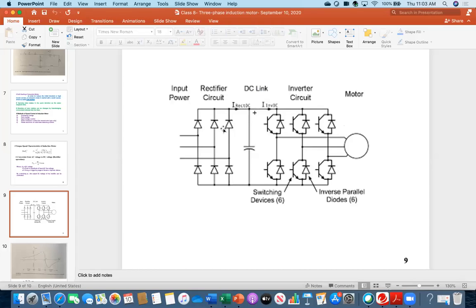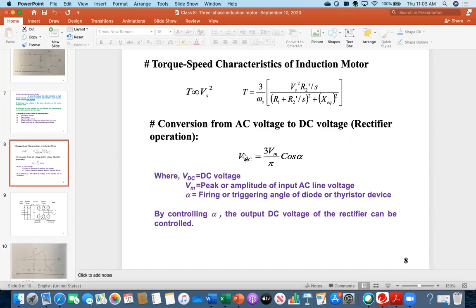So this is the rectifier. This is not controlling anything. Whatever input voltage you apply, accordingly it produces the DC voltage here. That is the conversion from AC voltage to DC voltage by the rectifier. VDC equals 3 Vm by pi cosine of alpha. This Vm is the peak or amplitude of the AC input line voltage, and alpha is called the firing or triggering angle of the diode, or if it is a thyristor, then for the thyristor switch. By following this equation, DC voltage is produced.